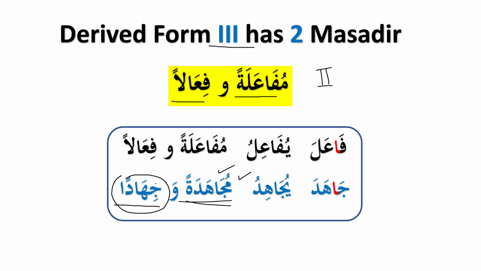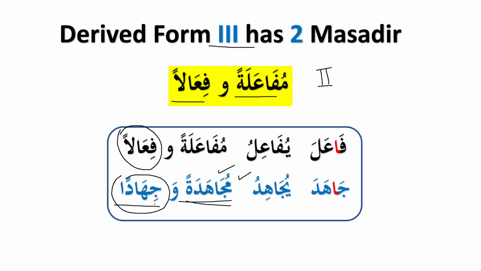For example, nada yunadi munadatan wa nidaan. Nidaan is more common, which is also used in the Quran. So whenever you see a word that is on the pattern of fi'alan or fi'alun, that means this is also the masdar of form number 3. Is this clear?